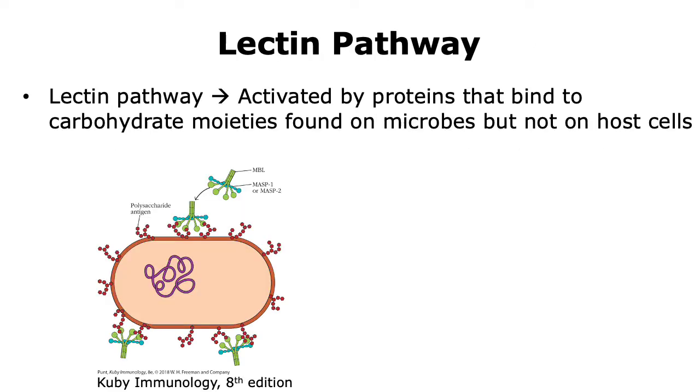The lectin pathway is activated by complement proteins that have the ability to recognize and bind to carbohydrate moieties that are found on microbial surfaces but not on host cells. So let's briefly look at different carbohydrate moieties that are found on microbes and on host cells.